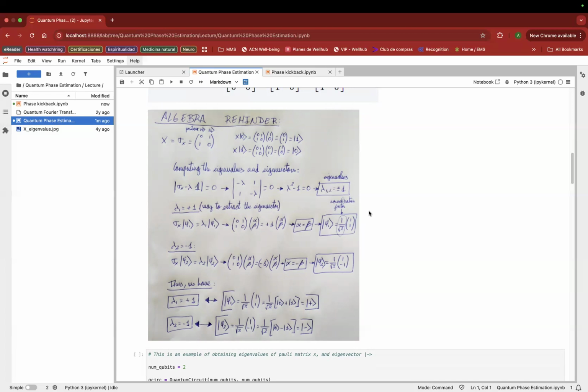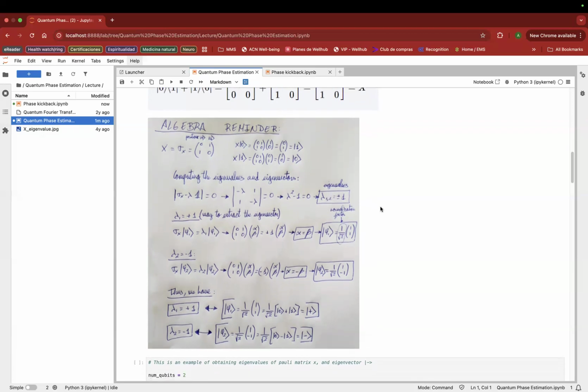Like here, for instance, we find the eigenvectors doing the matrix. You do the matrix, whatever the matrix is, minus lambda times the identity, and then you find the eigenvalues. And then once you have the eigenvalues, you substitute that into the matrix to find the eigenvectors, right?